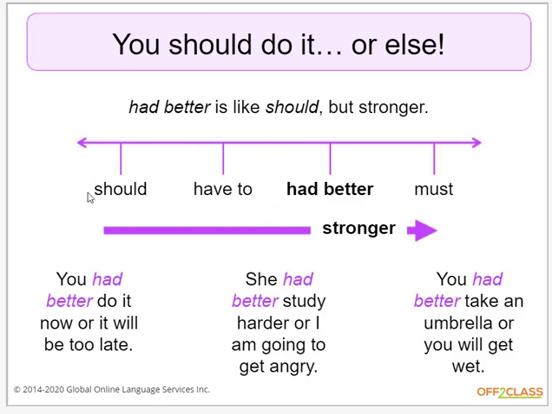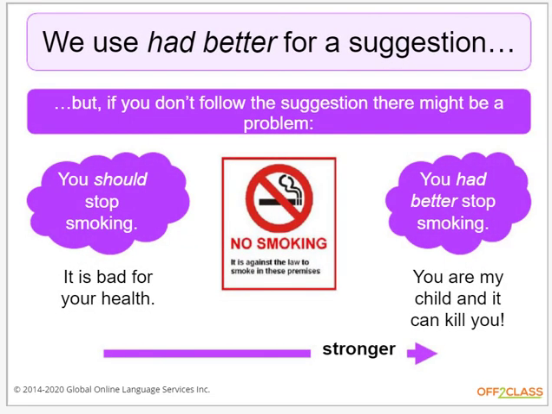You see this gauge? Should, have to, had better, and must. Must is like absolute, whereas should is like it's optional. You don't have to do it, it's not required. We use had better for a suggestion, but if you don't follow the suggestion, there might be consequences.